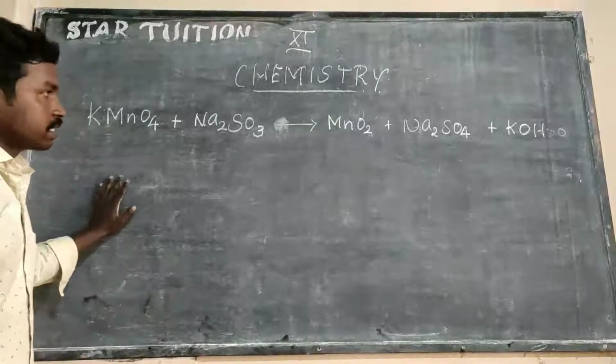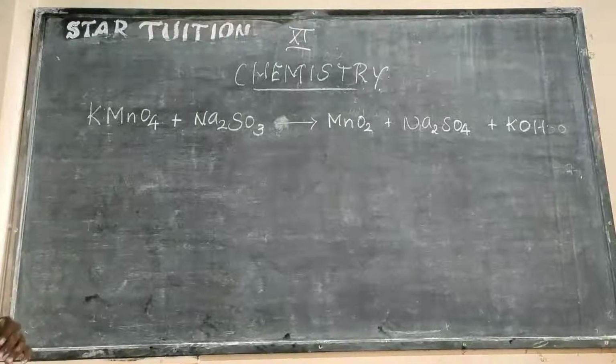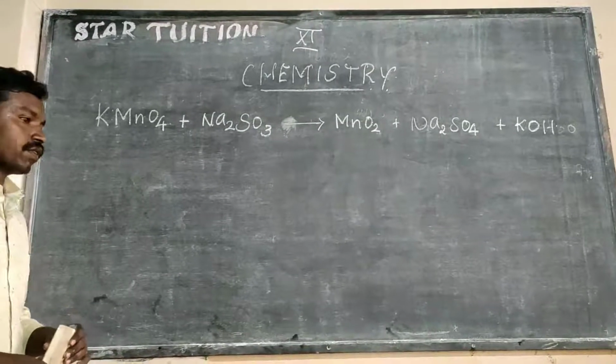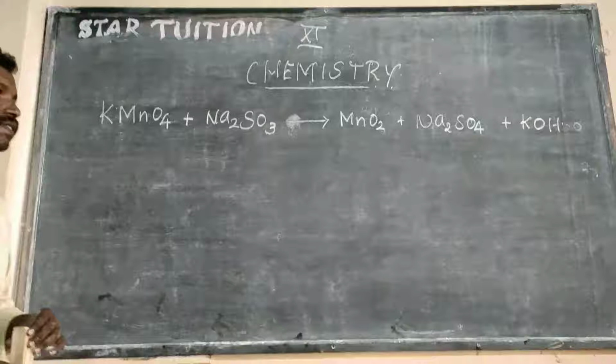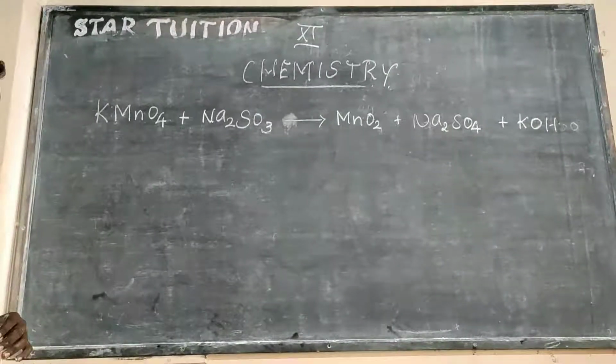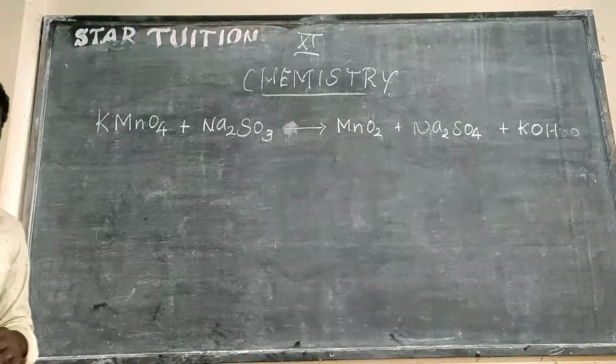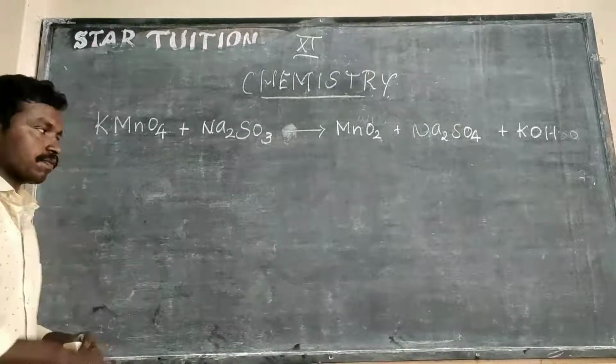Hello students, this is the second equation we are going to balance using the oxidation number method. There are 5 steps given in your oxidation number method. What is step 1? We have to identify the species which gets reduced and the species which gets oxidized.